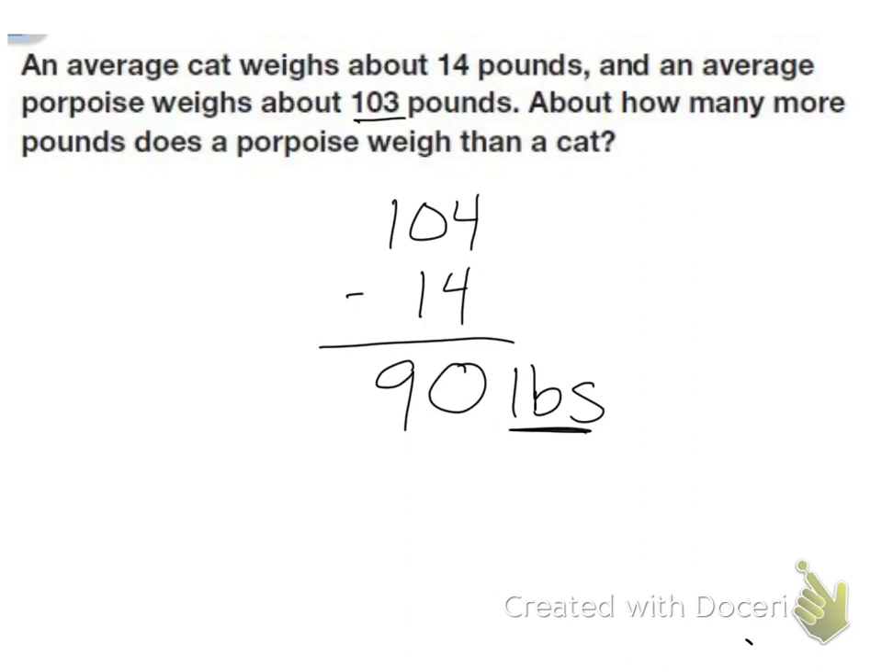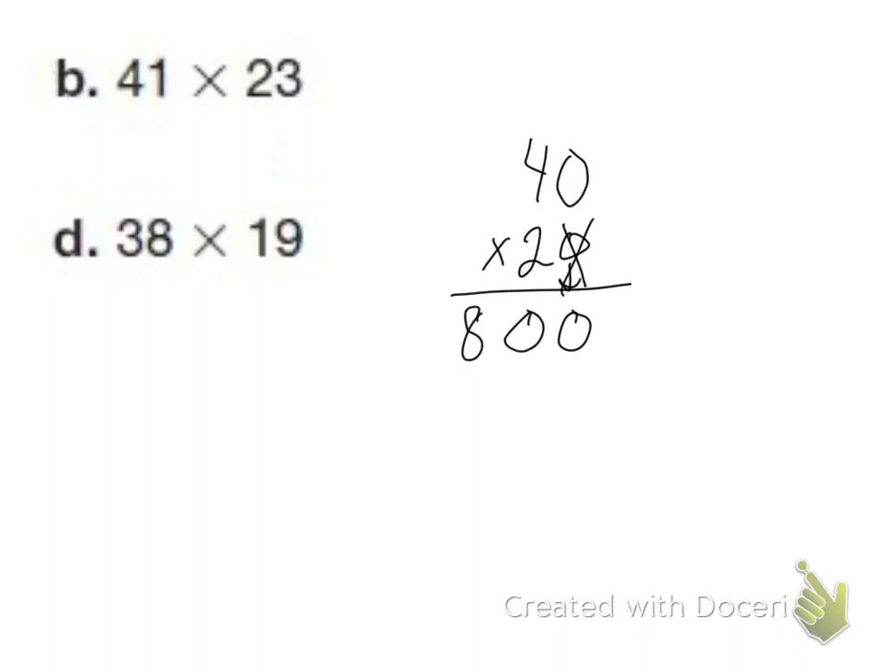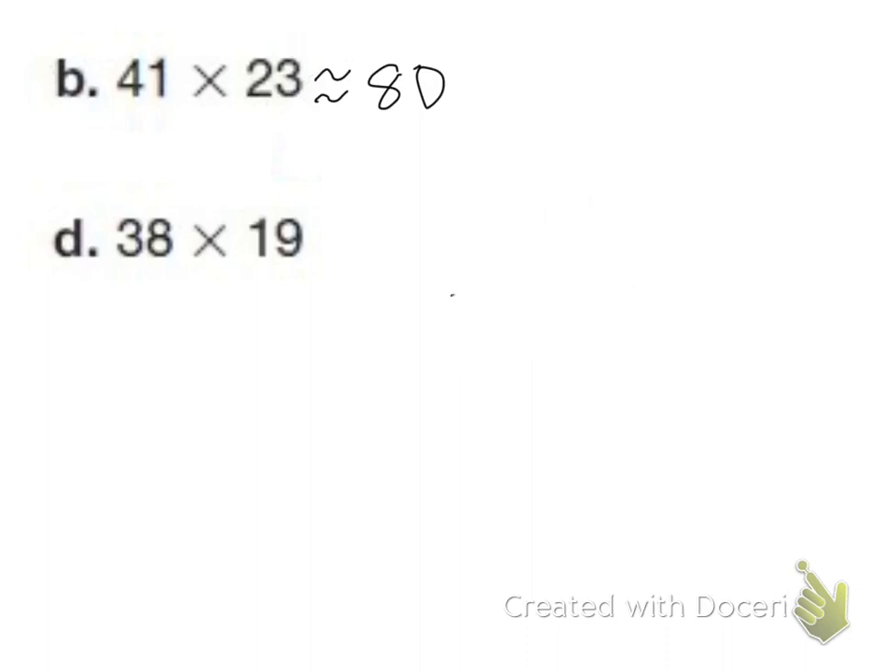So you can estimate by rounding or using numbers that are compatible with each other to make it easier. All right, so let's multiply 41 times 23 by rounding. So 41 I would round to 40, and 23 I'd round to 20. So the 0 we just drop down and cross it off. 2 times 0 is 0, 2 times 4 is 8. So this is about equal to 80. When it's an estimate, we use a squiggly line equal sign.